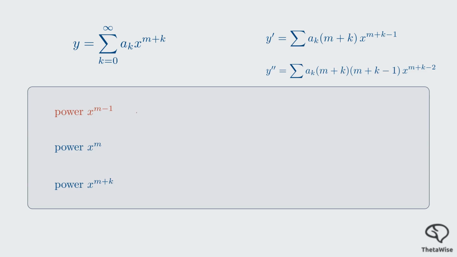Its coefficient is negative a sub 0 times m squared. Since a sub 0 is not 0, the indicial equation is m squared equals 0. Thus, the repeated root is m equals 0, 0. The next power, x to the m, gives a sub 1 minus a sub 0 equals 0. So a sub 1 equals a sub 0.